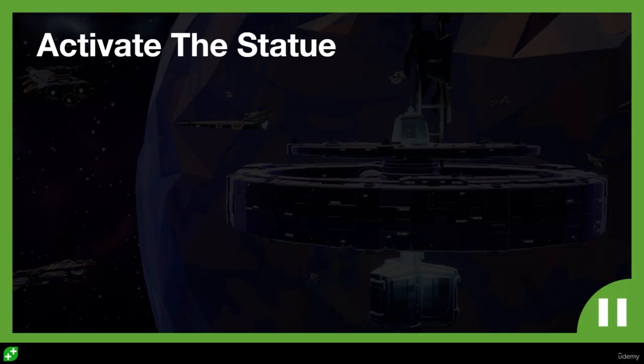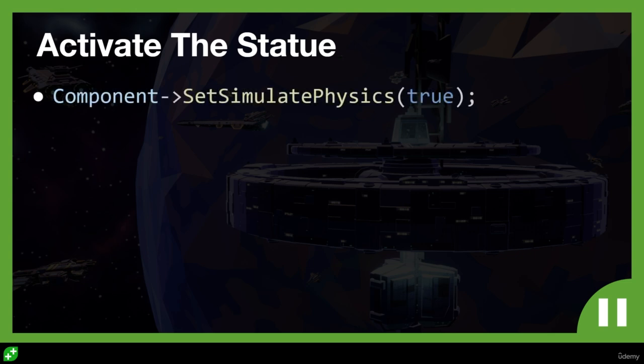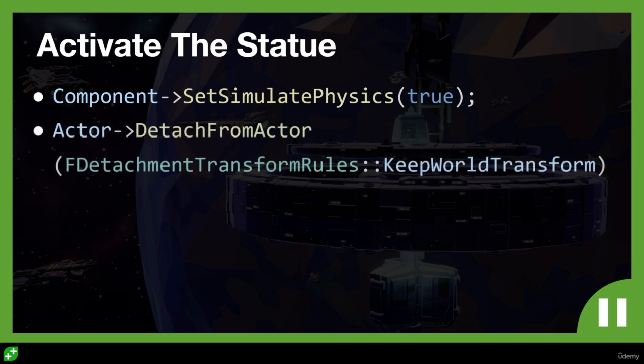So I'd like to challenge you to activate this statue so that it is ready to move out of that trigger component. To do that, you're going to need to set simulate physics on the hit component. You're going to set it simulate physics to true. You're also going to have to detach the actor, so actor, detach from actor, and you can see that just like we had attachment transform rules, we've got detachment transform rules as well, and for this one as well we're going to be using keep world transform.